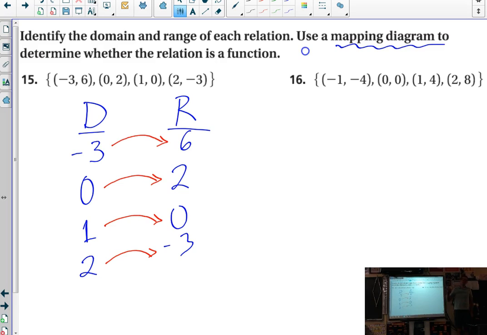Because every input maps specifically to one unique output. This is a function. When I check it for 16, I do the same thing. -1, 0, 1, 2, -4, 0, 4, 8, and check, is it a function based on its behavior? So a mapping diagram literally just says the -3 goes to the 6. The 0 goes to the 2. It's like matching up the input with its appropriate output. Questions?